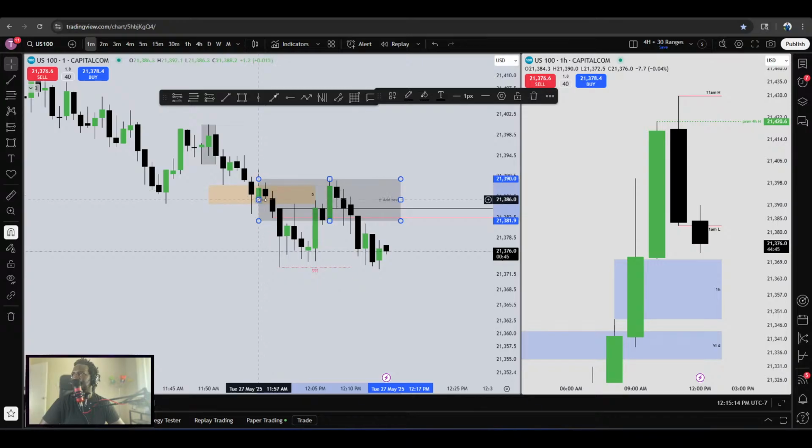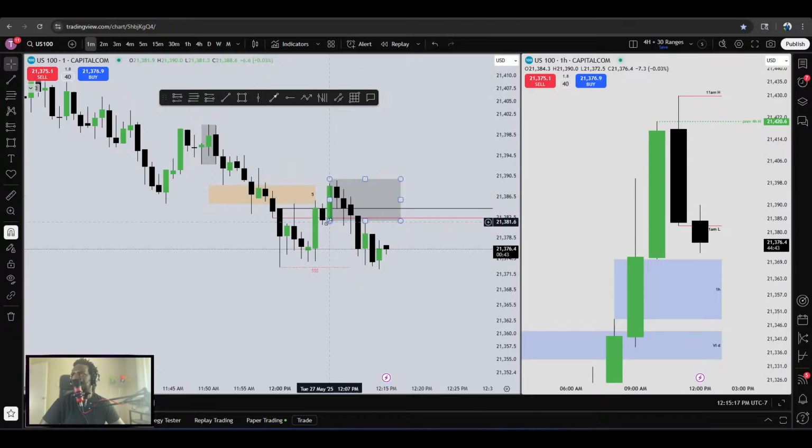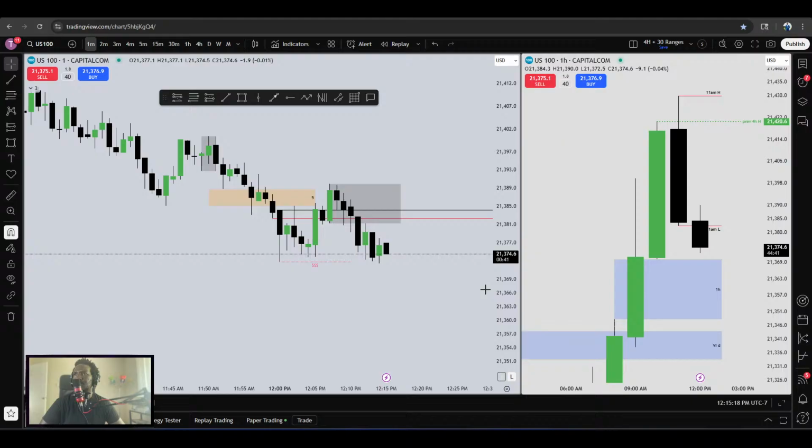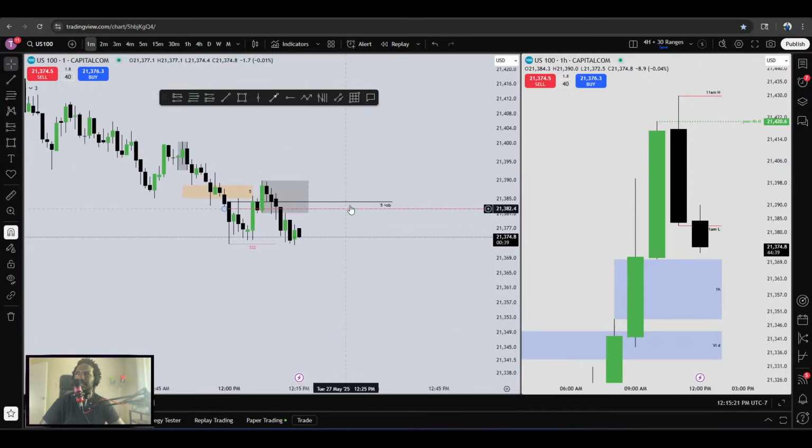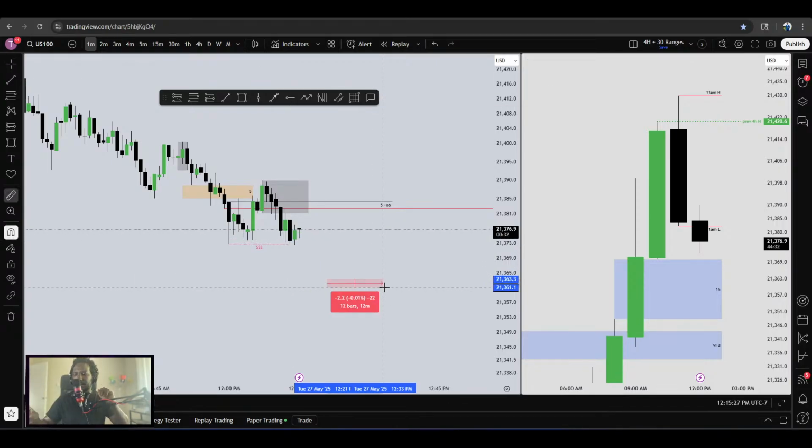Again, another thing I've been noticing from the data I've been taking from the last 3 months is once we go deeper than where we are right now, just give me a minute here.